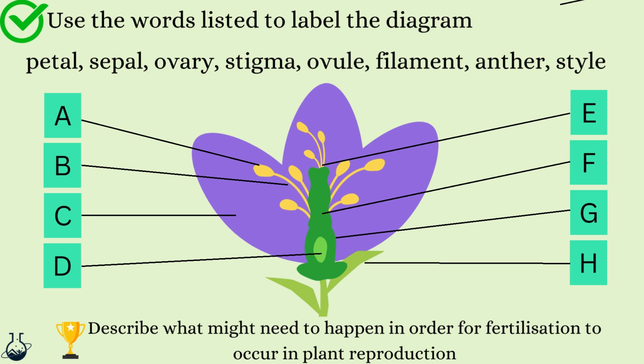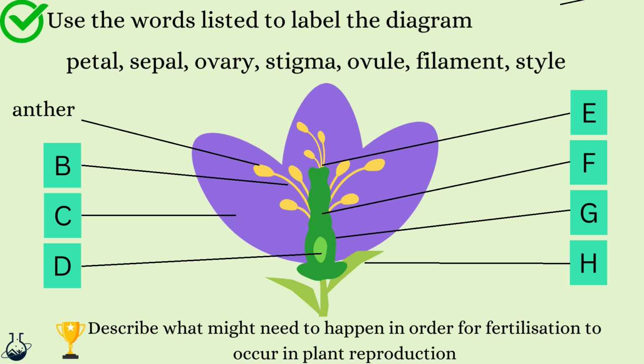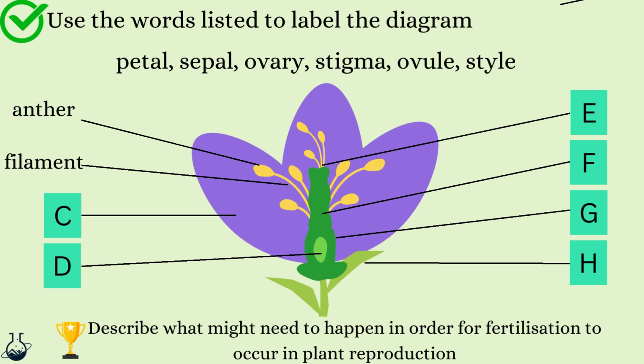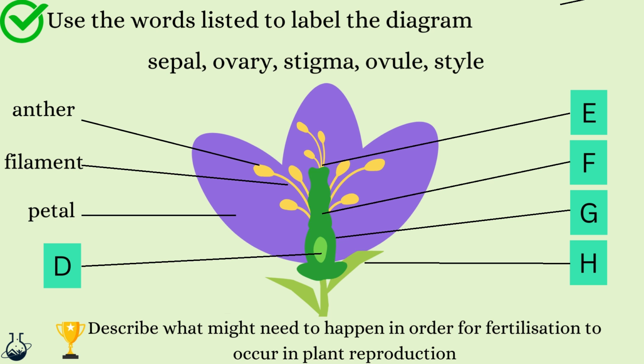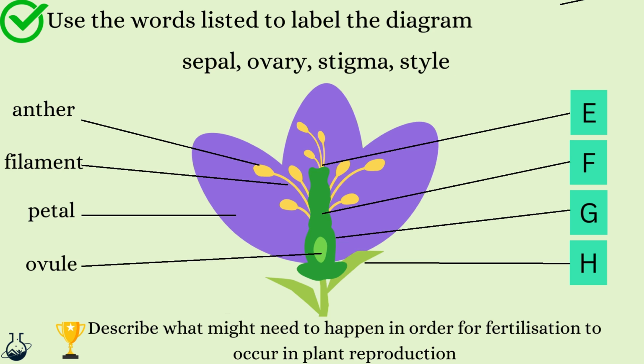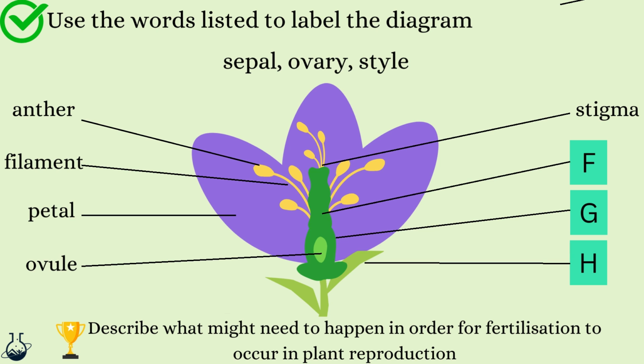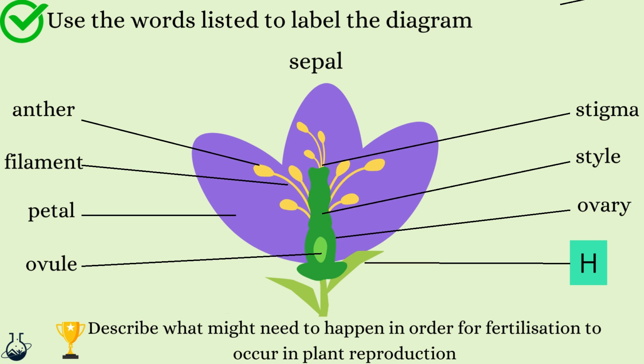Let's go through the answers. Get ready to mark and annotate your work. So A is the anther, B is the filament, C is the petal, D is the ovule, E is the stigma, F is the style, and G is the ovary. And finally, H is the sepal.